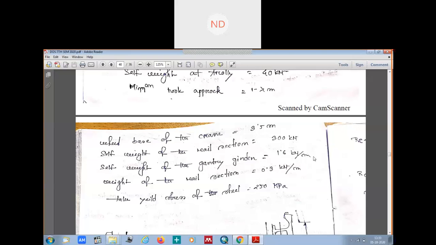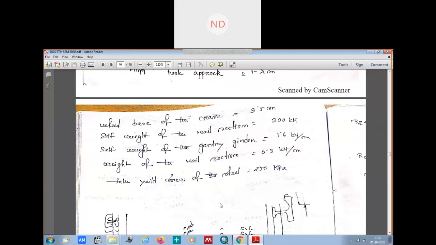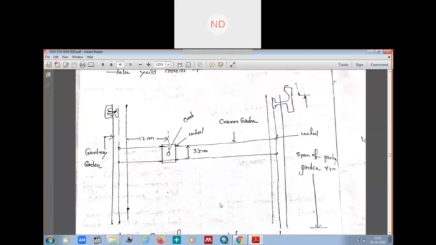The self-weight of the gantry girder is given to be 1.6 kilonewton per meter. The weight of the rail section is 0.3 kilonewton per meter. Take the yield stress of the steel to be 250 megapascal. So from the question, whatever is mentioned to us, if we draw it, then it is better and clear.